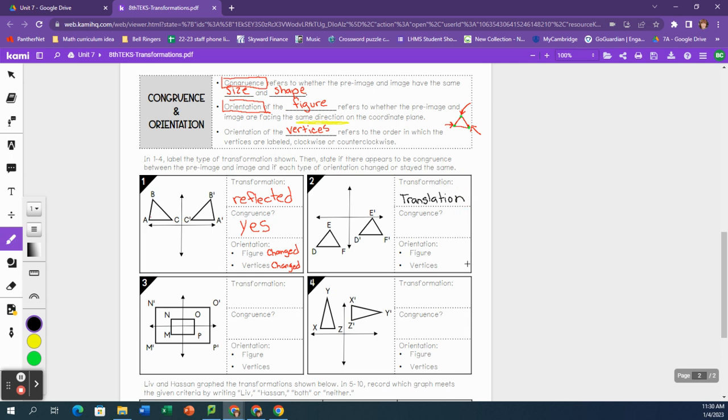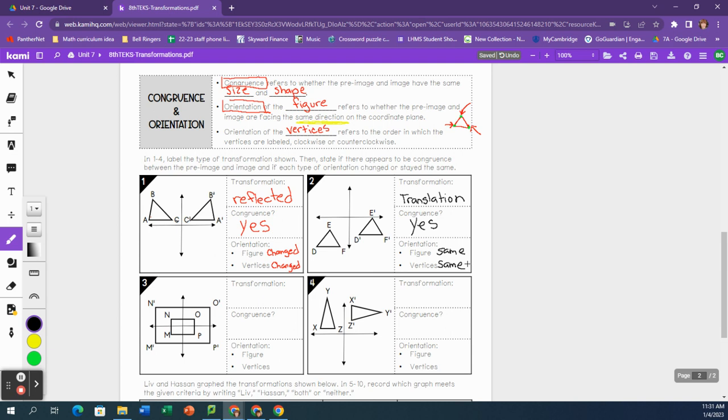Are they congruent? Yes. Did the vertices, okay? Again, look at this. Vertices refers to the order in which the vertices are labeled, clockwise or counterclockwise. Okay? So look over here. We have A, B, C. Do we have A right here? No. See how it changed? They're labeled differently. So the figure is the same. Okay? They're going the exact same direction. D is here, D is here, and the vertices are the same.